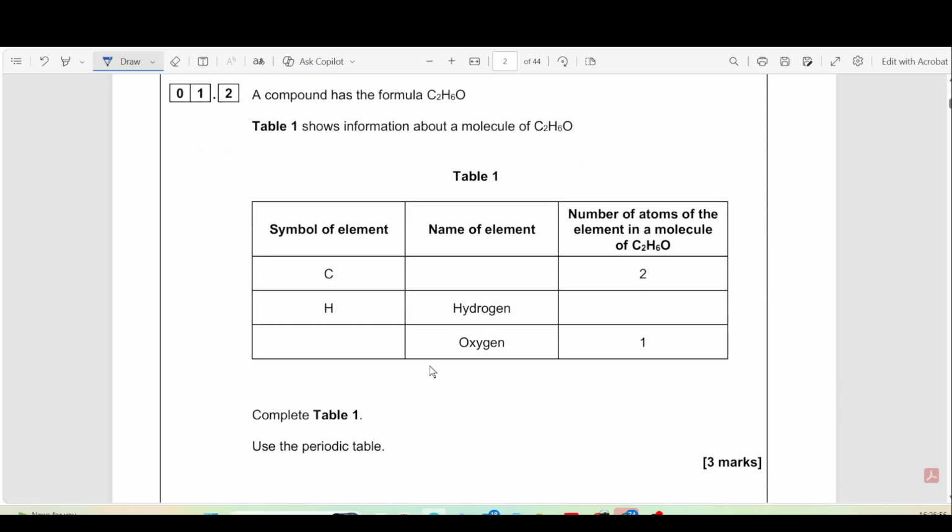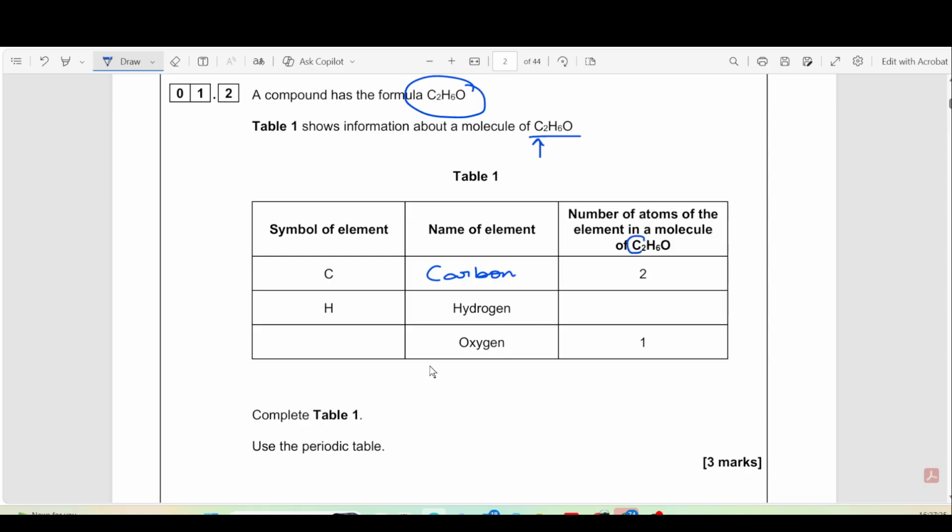Next, a compound has the formula C2H6O. Table 1 is showing some information about this molecule. The symbol is given, and the name of the element. So C is the symbol, it means carbon. This is the carbon element, and you can see there are two atoms, right? Because of this tiny two, it means the number of atoms of carbon is two.